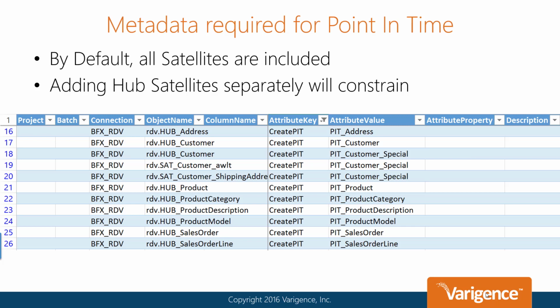The BimlFlex metadata for a point-in-time table is stored and viewed in the attributes sheet. A point-in-time table can either be specific for the hub, meaning all attached satellites will be included in the table, or for the hub and the specific subset of the satellites that should be included. For the connection to the data vault and the relevant object names, add the attribute key, create bit, and enter the point-in-time table name in the attribute value.